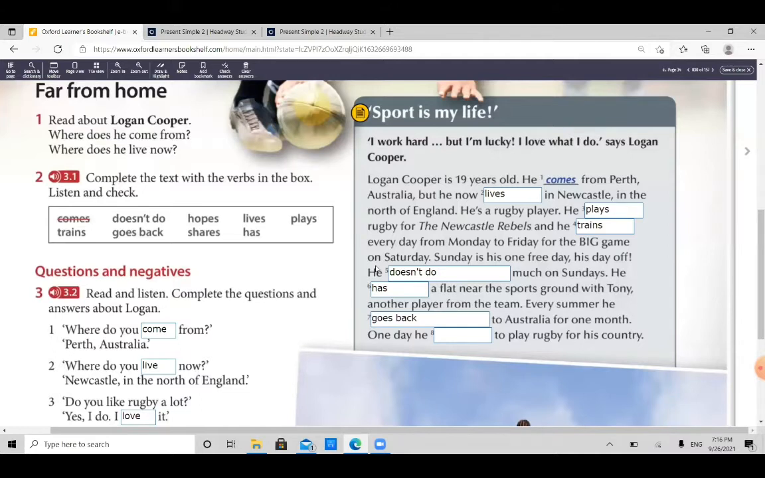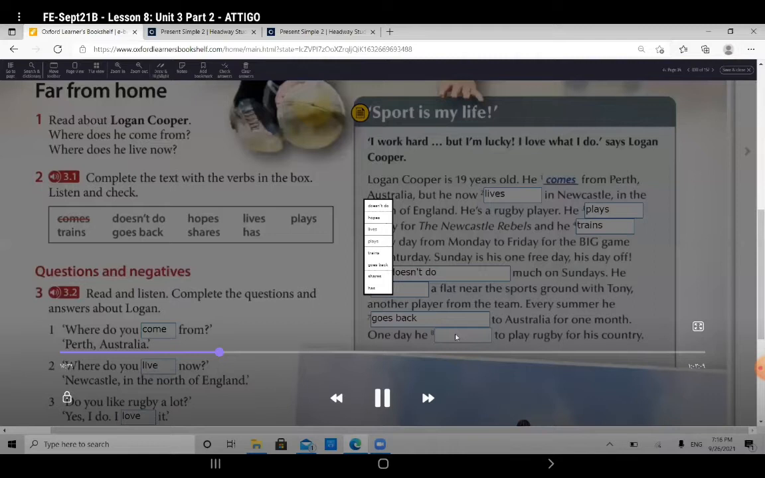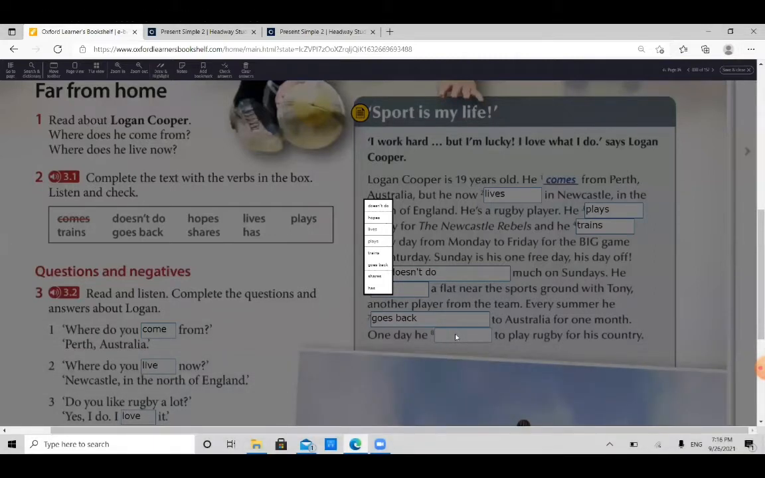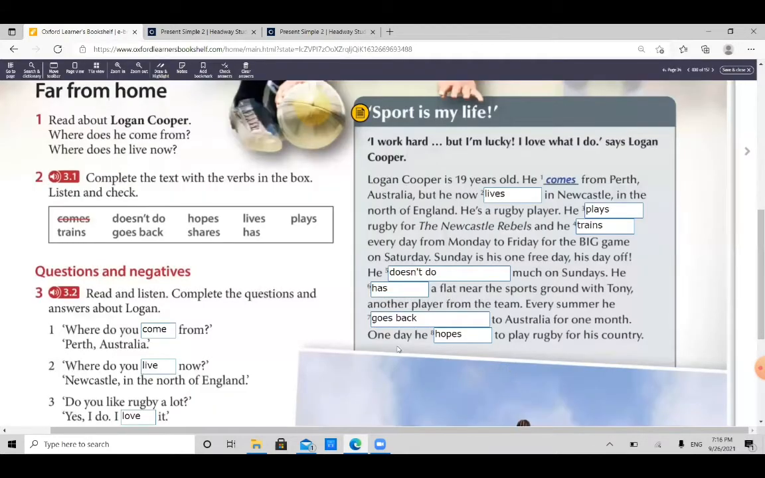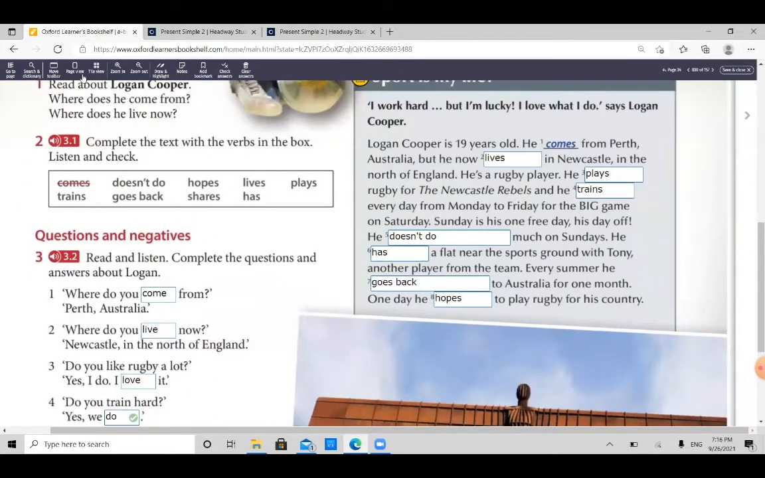One day he shares to play rugby from his country. No, he hopes. Why hopes? Because this is for the future. One day he hopes. Yes. Okay? So this is his wish or hope. One day he hopes to play rugby for his country.